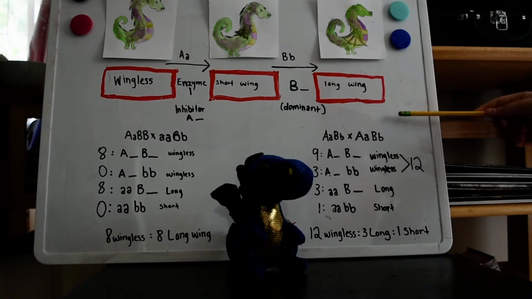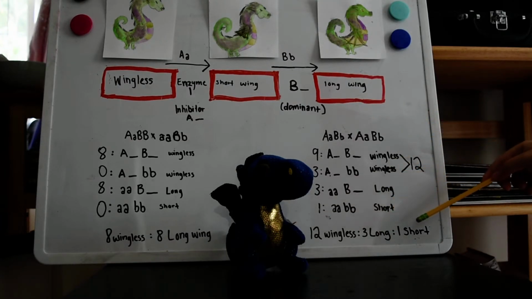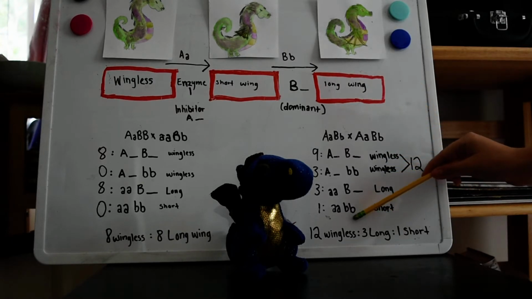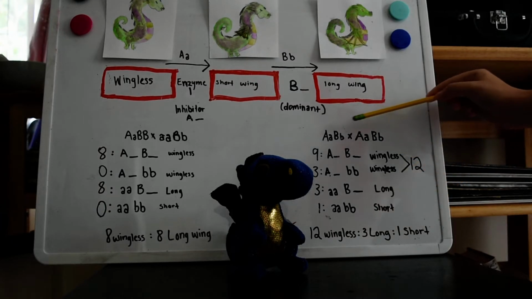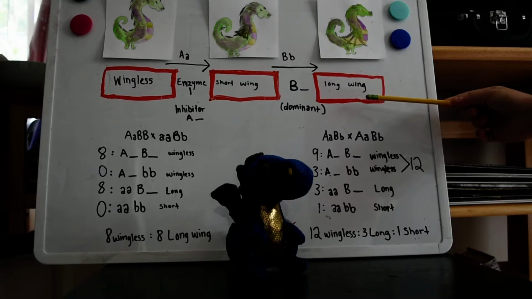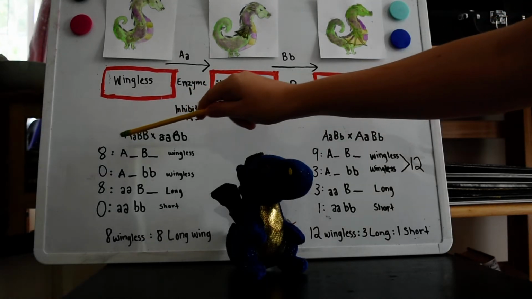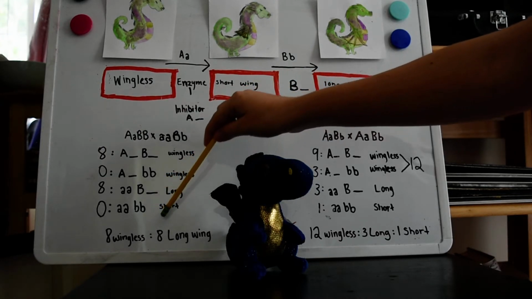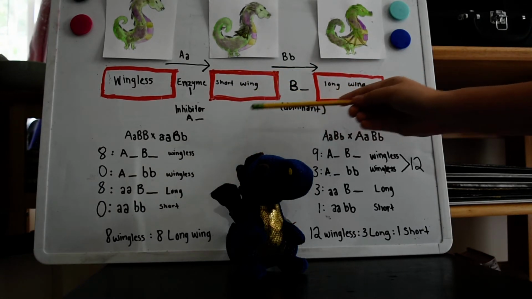In single dominant epistasis, if you cross two heterozygous individuals, then that will always result in a 12:3:1 ratio of the different phenotypes or different traits. So in this case, we have 12 wingless dragons, 3 long-winged dragons, and 1 short-winged dragon from crossing two heterozygous dragon parents. If we move over here, we see that this genotype looks a little bit different. So in this case, it's going to result in 8 wingless dragons and 8 long-winged dragons. You won't get any short-winged dragons from this cross.